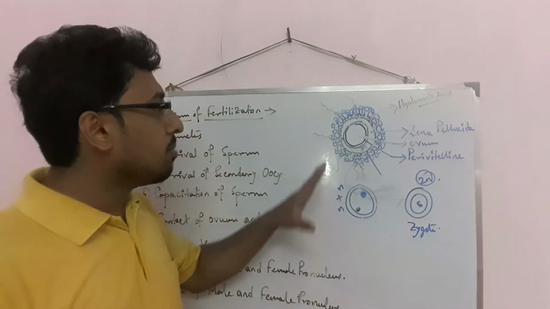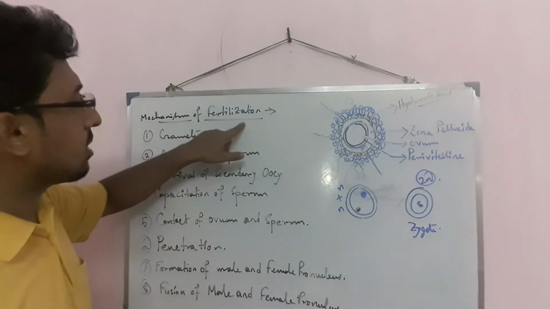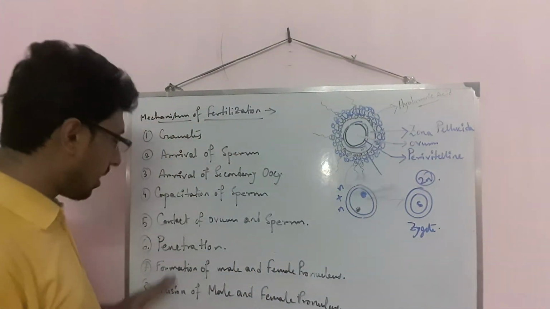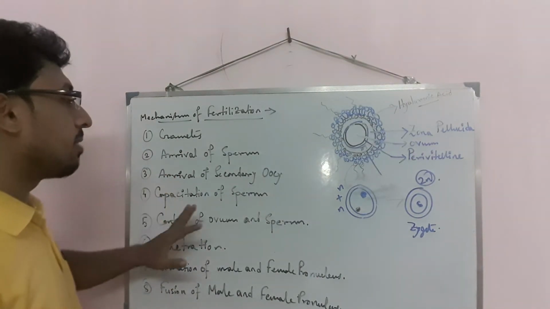Now that's a very important thing. Today's topic, number one, mechanism of fertilization. Under mechanism of fertilization, 7 to 8 stages are there. Number one, gametes. Number two, arrival of sperm. Number three, arrival of secondary oocyte.